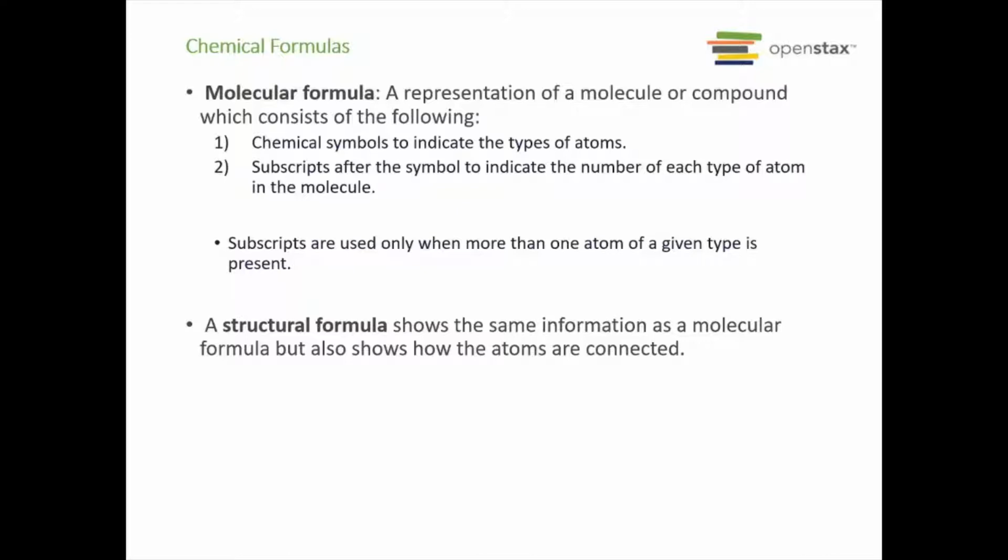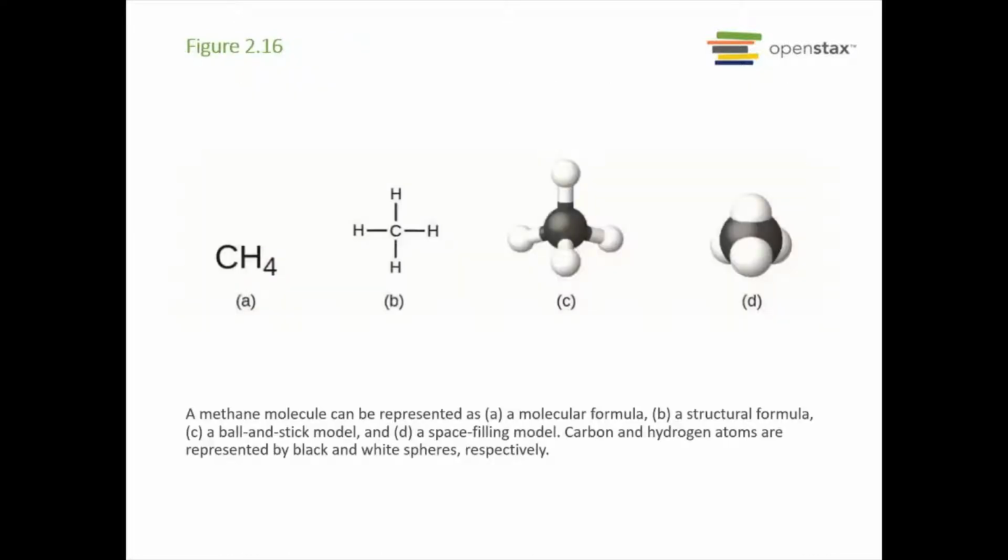And then a structural formula shows the molecular formula, but it also shows how the atoms are connected. So here's an example. CH4, also known as methane. The molecular formula is A. And then B is the structural formula. This is actually how it's hooked up. You have 4 hydrogens bonded to a single carbon. There's some other representations. C is called a ball and stick model, and D is a space filling model, where carbon is black and hydrogen is white. If you take organic chemistry, you get to learn all about this stuff.